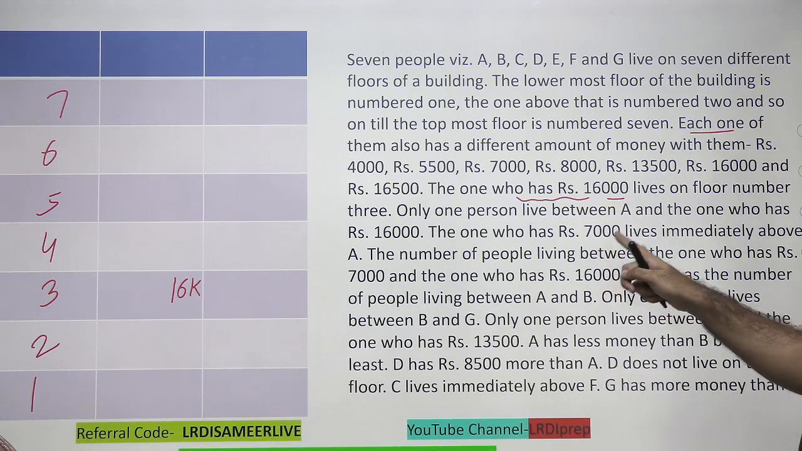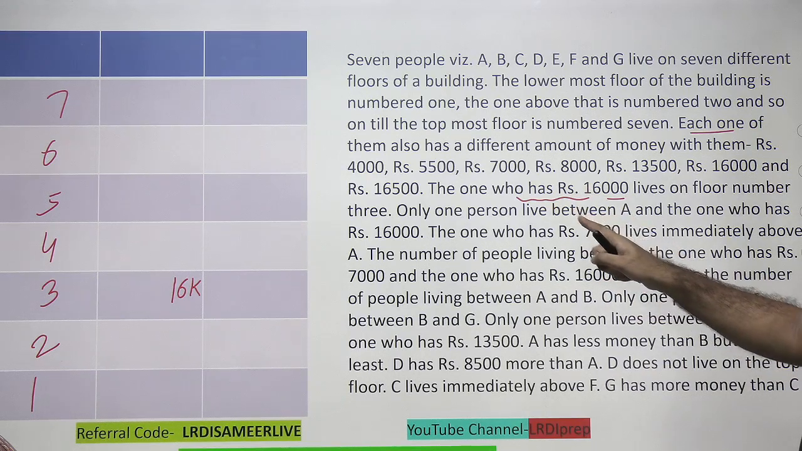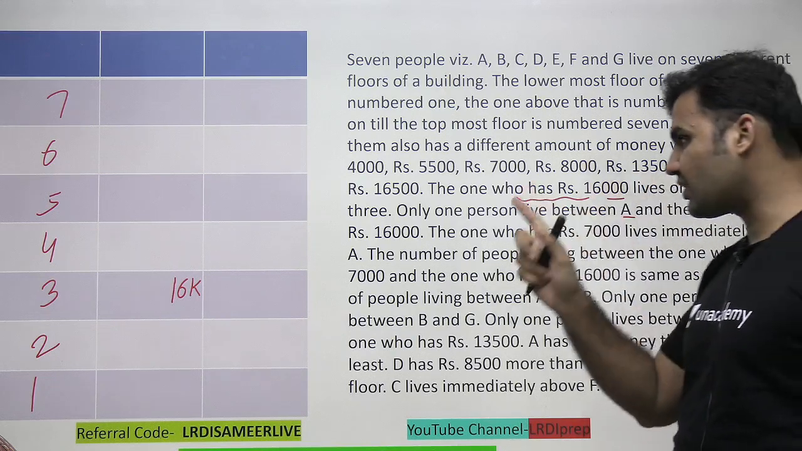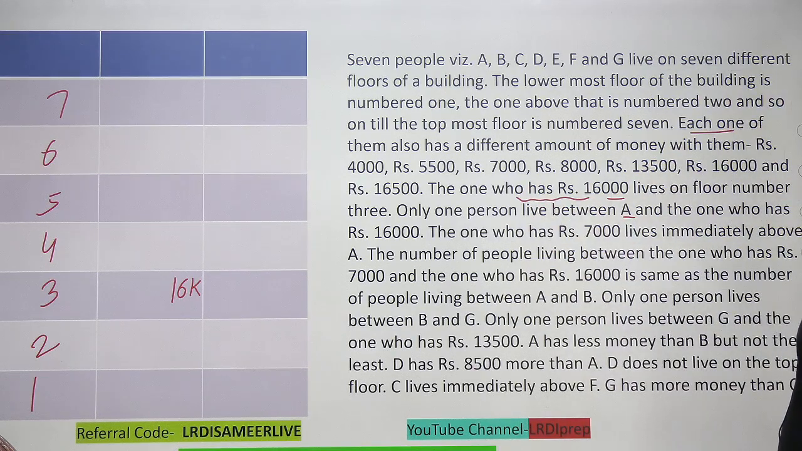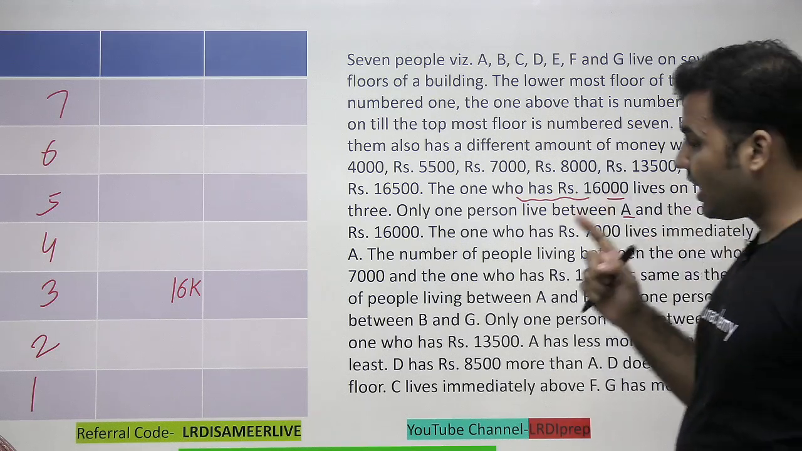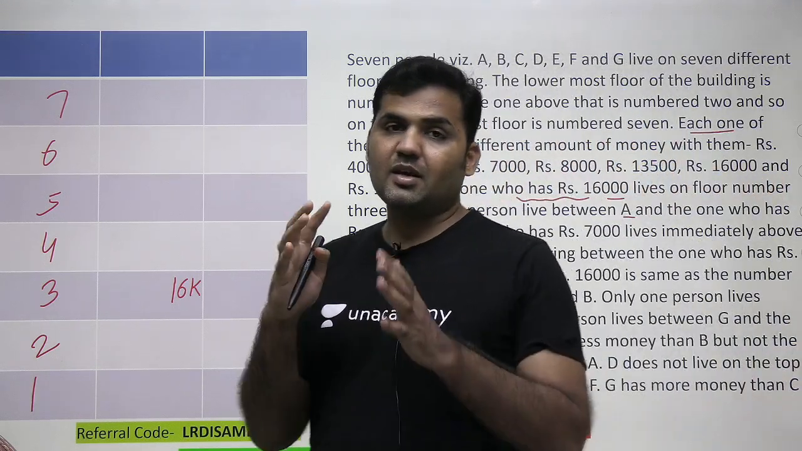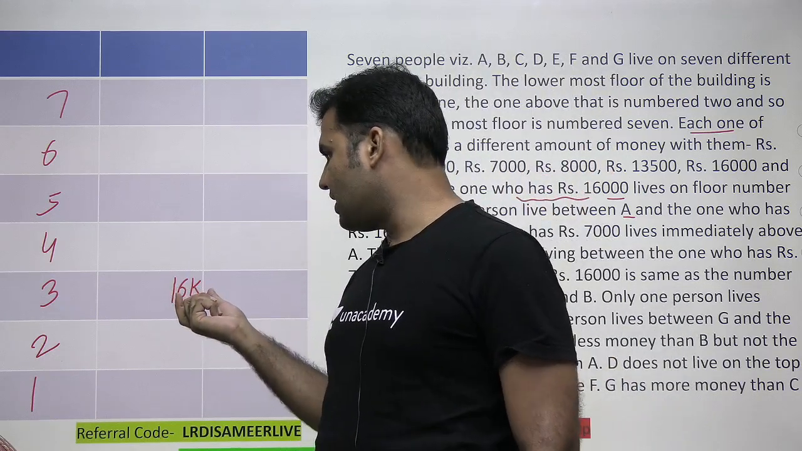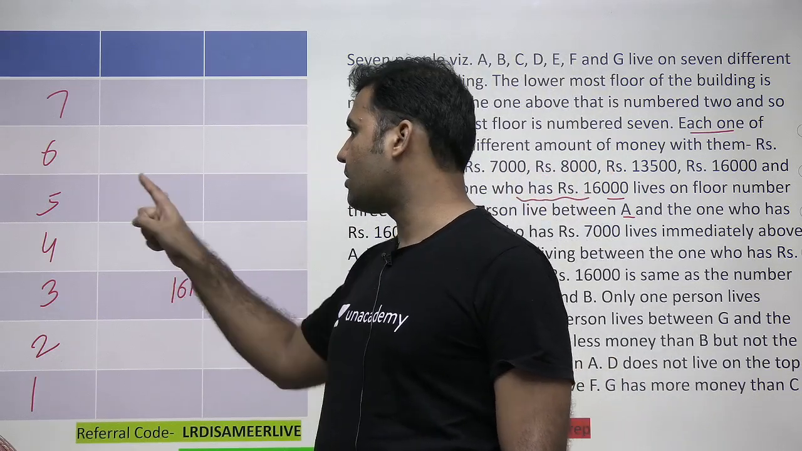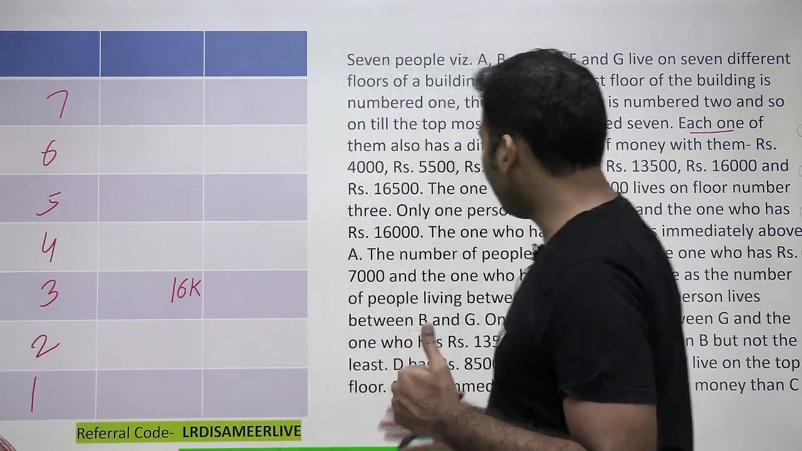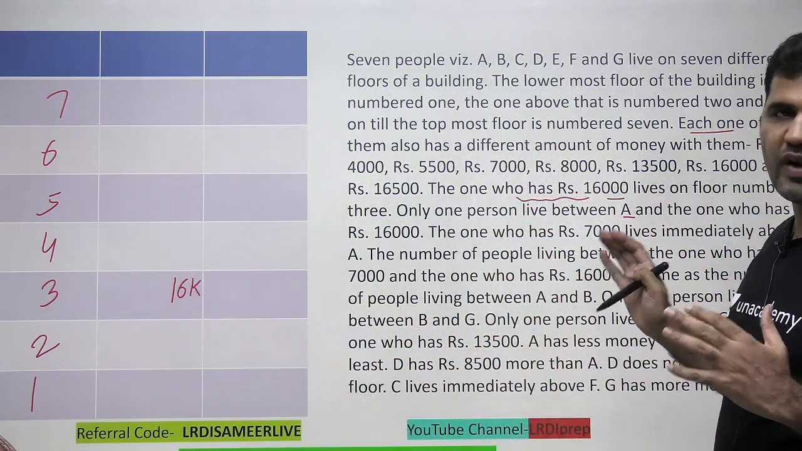The one who has rupees 7,000, only one person lives between A and the one who has rupees 16,000. Now that creates a problem for me because at this point of time, I have 2 options for A, because I need to create a gap of 1 between A and 16,000. So the person having 16,000 is here, then A can come over here or A can come over here. So which case should I be picking? Do I have any direct information? It's really difficult to find at this point of time.